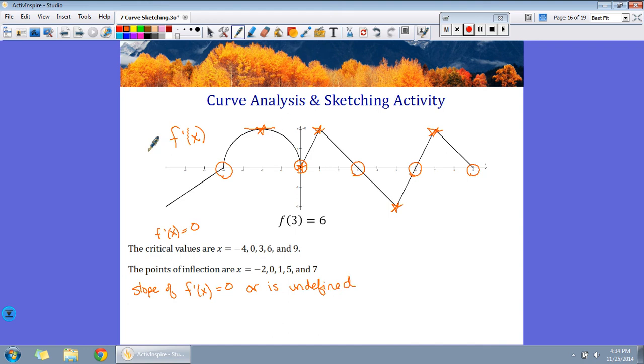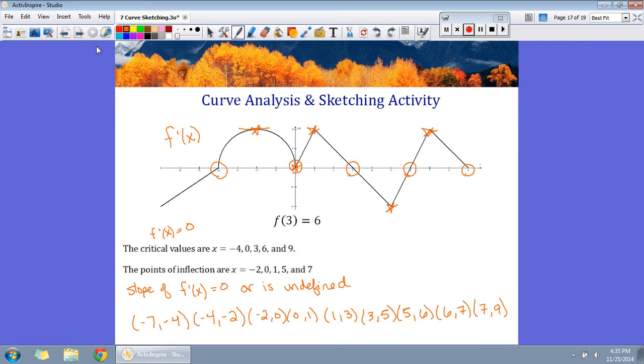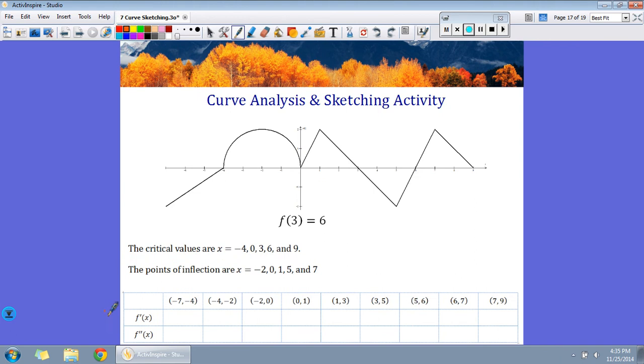Now we're going to use these critical values and points of inflection to set up intervals for our sign chart. So starting at the beginning, we're going from -7 to -4, -4 to -2, -2 to 0, 0 to 1, 1 to 3, 3 to 5, 5 to 6, 6 to 7, and 7 to 9. We want to look at the sign of f prime of x and the sign of f double prime of x.